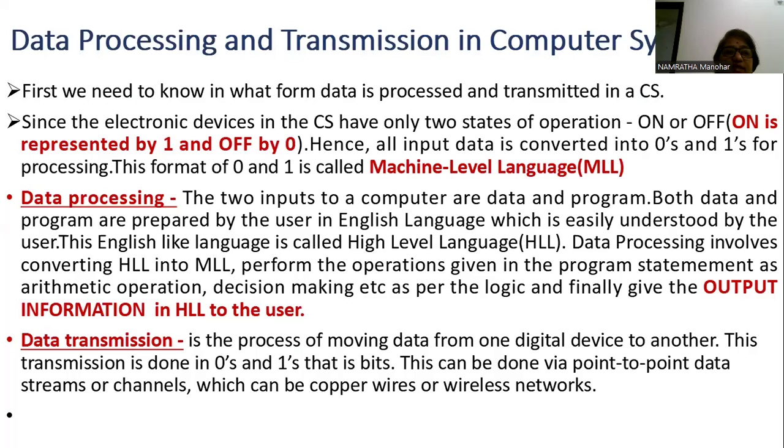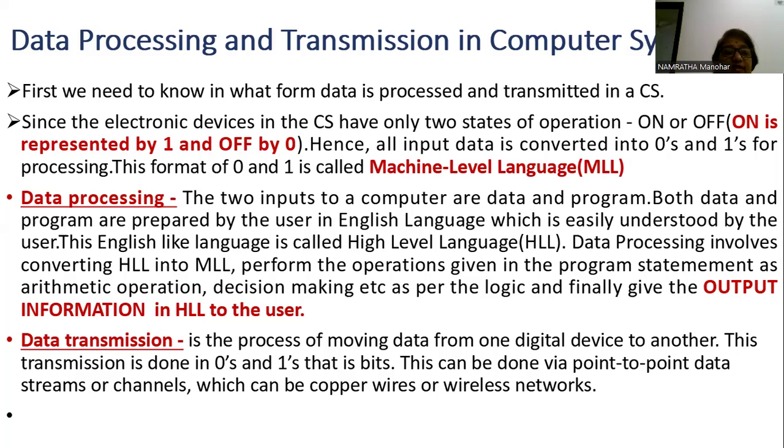Now, let us see some aspects of data processing and transmission in computer systems. We know that in whatever form data is processed and transmitted in a computer system, it is in binary form. Since the electronic devices, as I told you, have two states, on and off, represented as 1 and 0 or true or false, all the input data in whichever language you have written, whether in C, Java, or Python, needs to be converted into zeros and ones. This format of 0 and 1 is called machine level language.